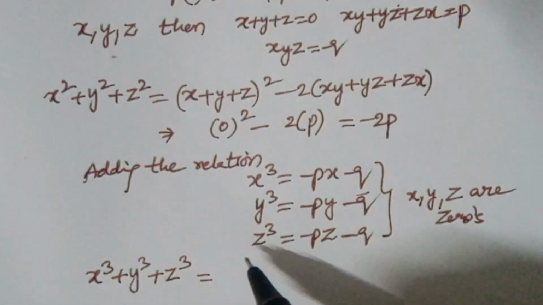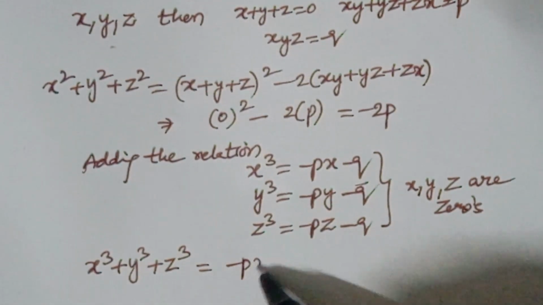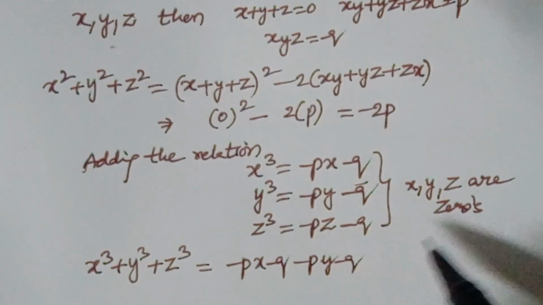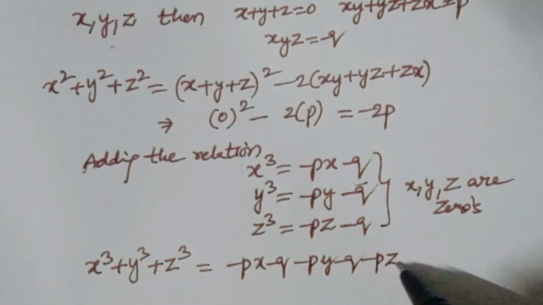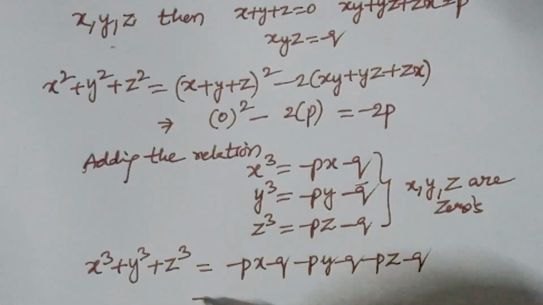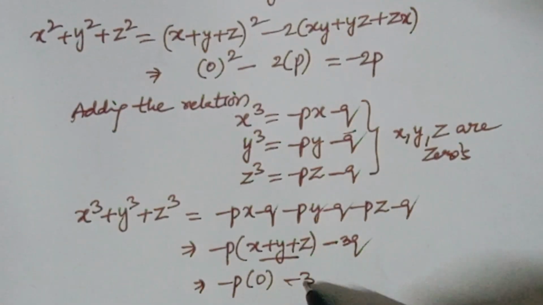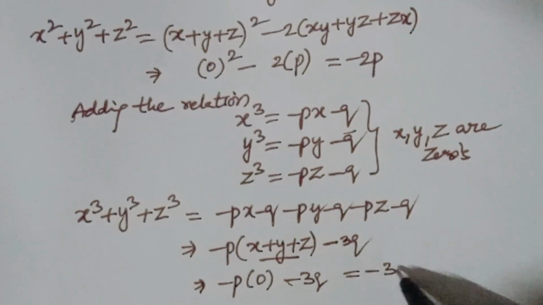Now x cube plus y cube plus z cube will be minus px minus q minus py minus q minus pz minus q. So here we are taking minus p common: minus p into (x plus y plus z) minus 3q. This x plus y plus z value is 0, so minus p into 0 minus 3q. This value is minus 3q.